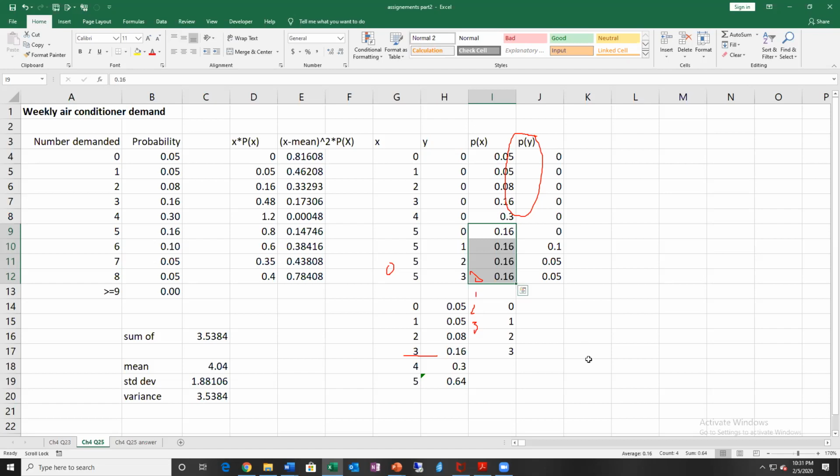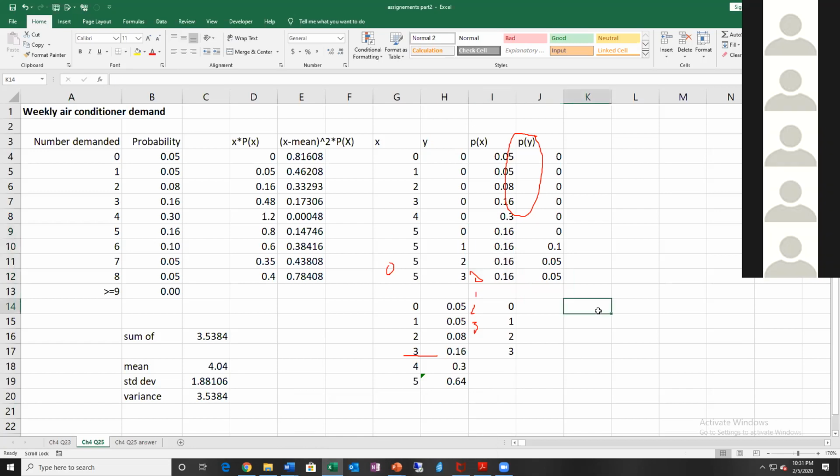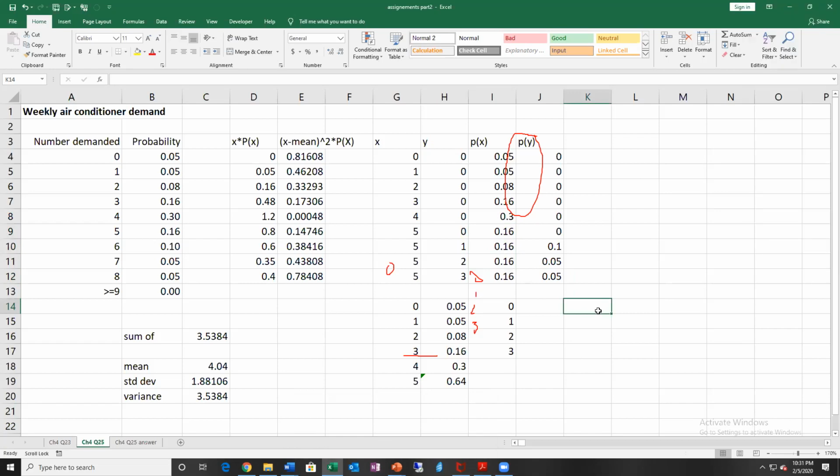Could you just add these numbers up for me real quick? I did it with a calculator. It's correct. So they add up to 1. Okay, that's fine. So I have 0, 1, 2, 3, 4.